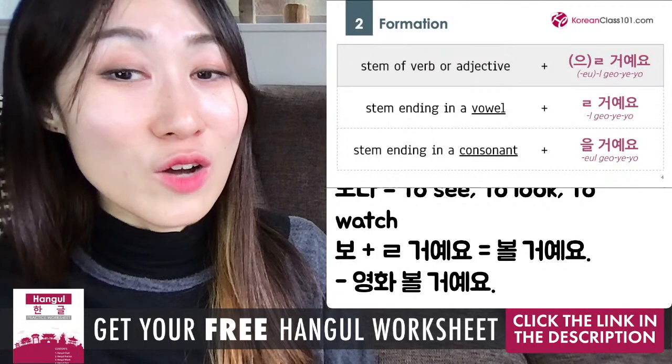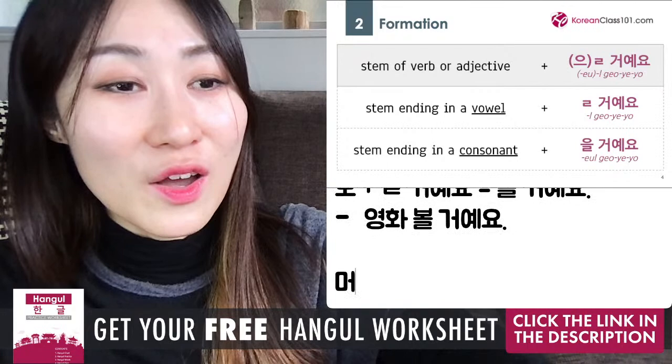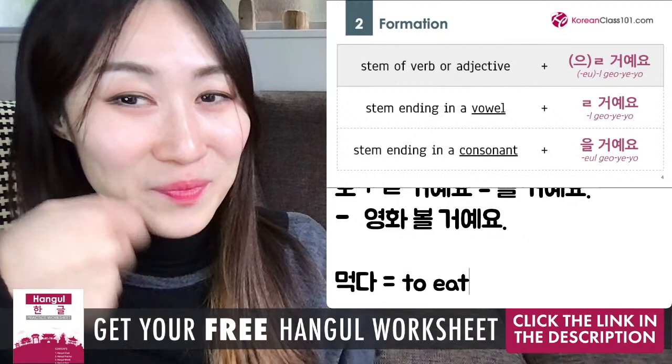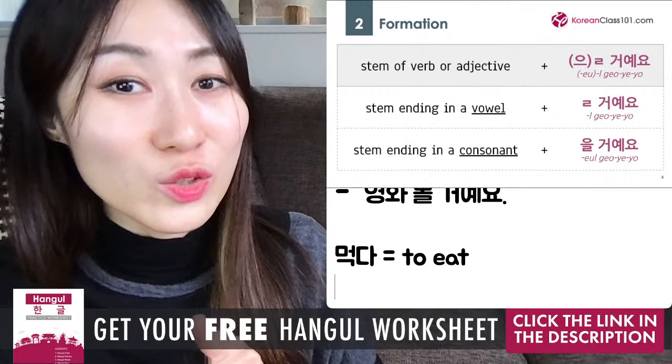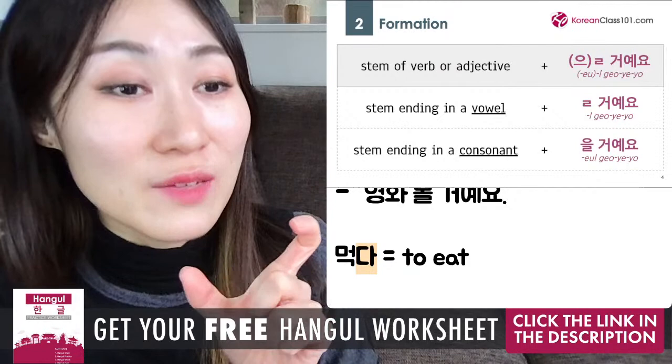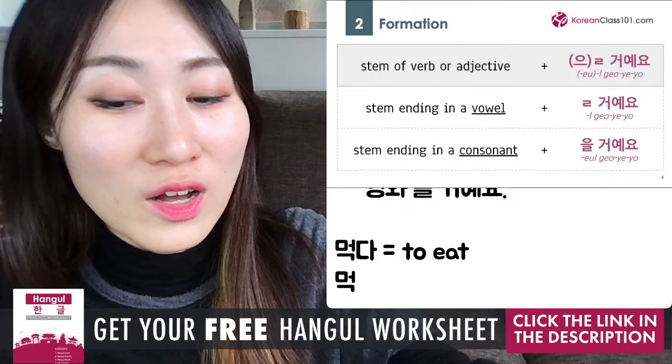Then let's look at another example. The other example that I have is 먹다. You know the meaning of this, right? To eat. Yum, yum, yum. 먹다. What's the stem here? Well, as I mentioned, all Korean verbs and adjectives end with 다. So the verb or adjective without 다 is the stem, which is 먹.